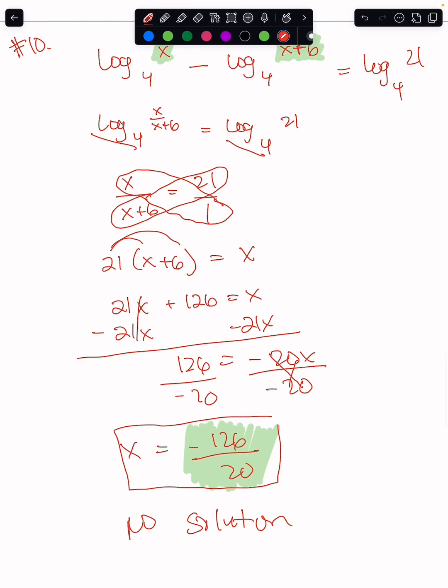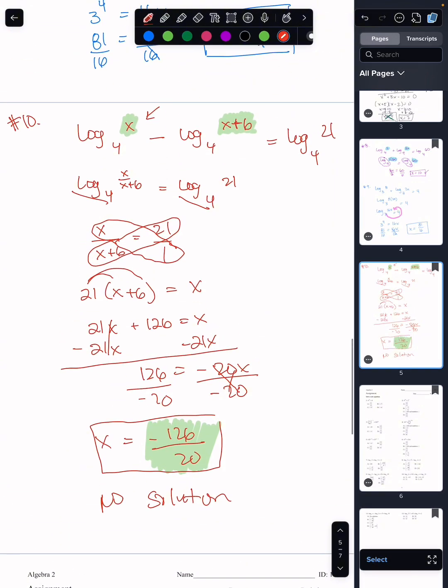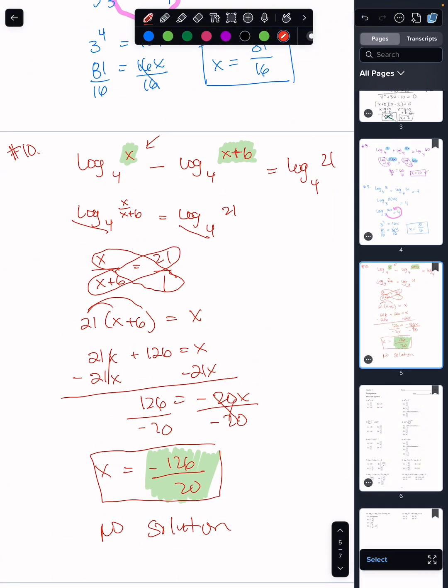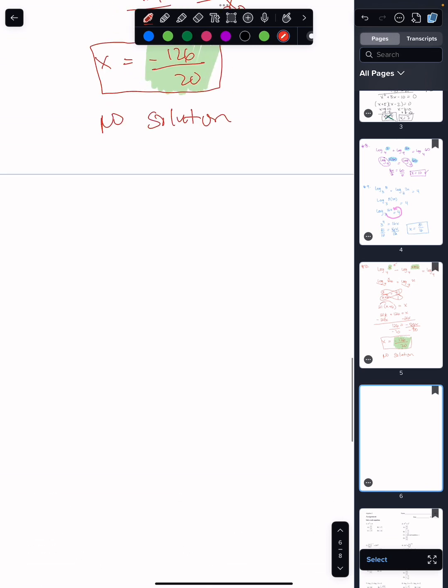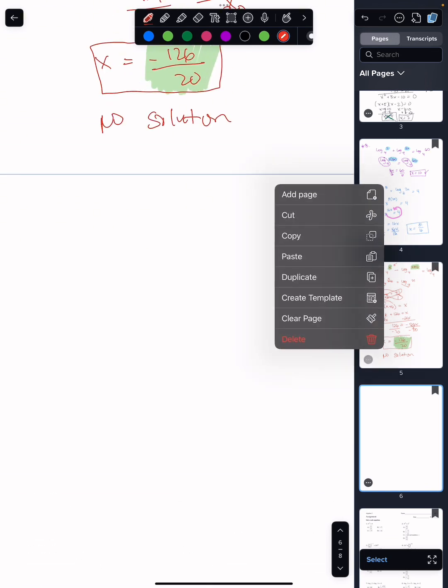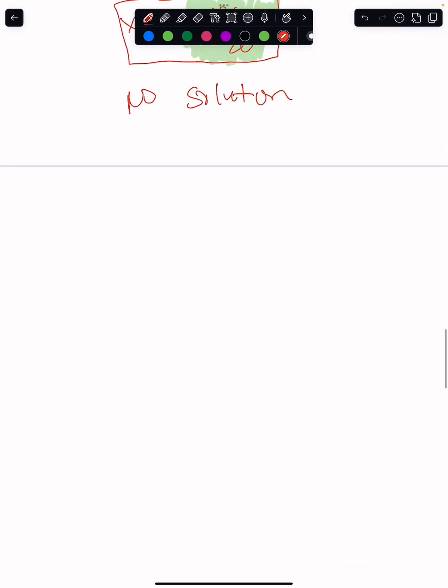Okay. Let's see something. Let me go ahead and add a page. Don't look at that yet. So yeah, I'm just writing really big. Okay, here we go. Ta-da, just add some pages.